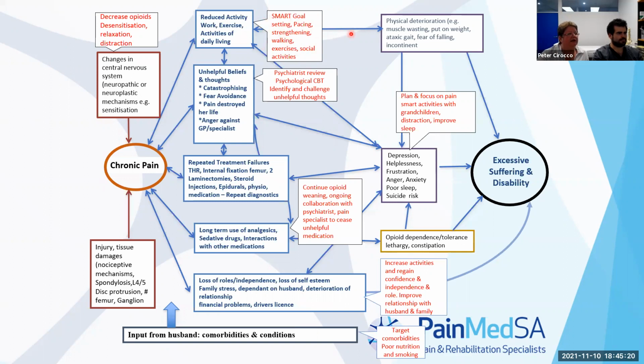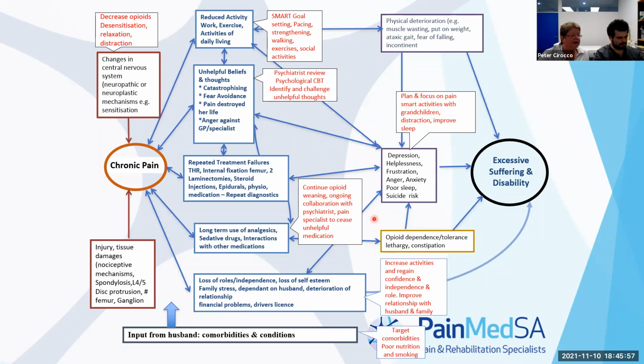So before we could actually break this pattern, we had to do some of these things. We had to involve the other health professionals, the psychiatrist review. We needed to look after her mental health, psychological support, some cognitive behaviour therapy, identifying and challenging the unhelpful thoughts when she was having this catastrophizing and so forth. The plan was also to focus on pain smart activities. She wanted to be able to play with the grandkids. These were all things that we introduced.